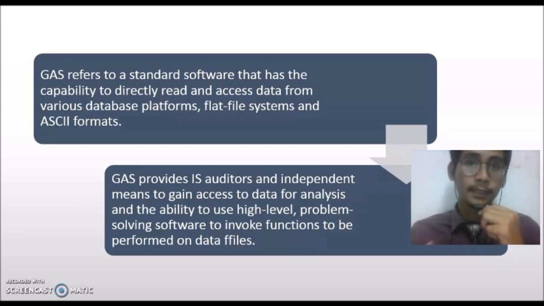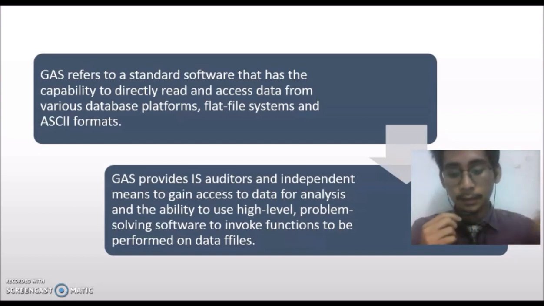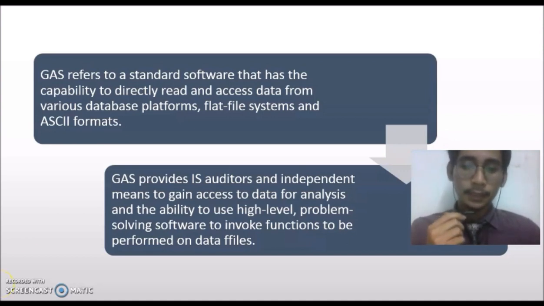Like our lecturer said, she can find duplicate data inside the Excel file within just 2 seconds, which is very simple and very easy. So GAS provides the IS auditor an independent means to gain access to data for analysis, and the ability to use high-level problem-solving software to invoke functions to be performed on data files.